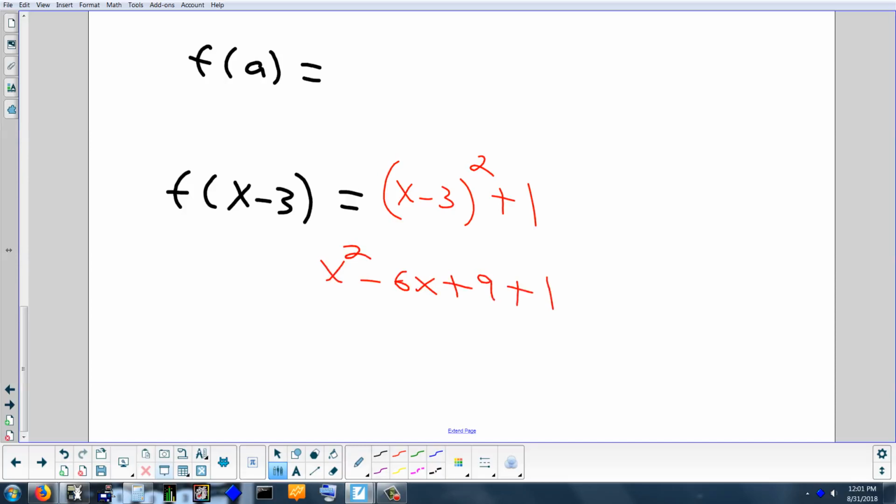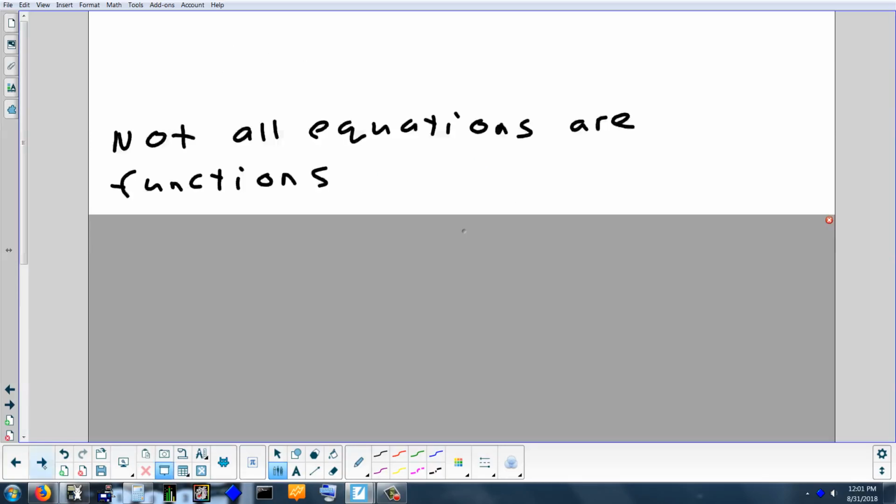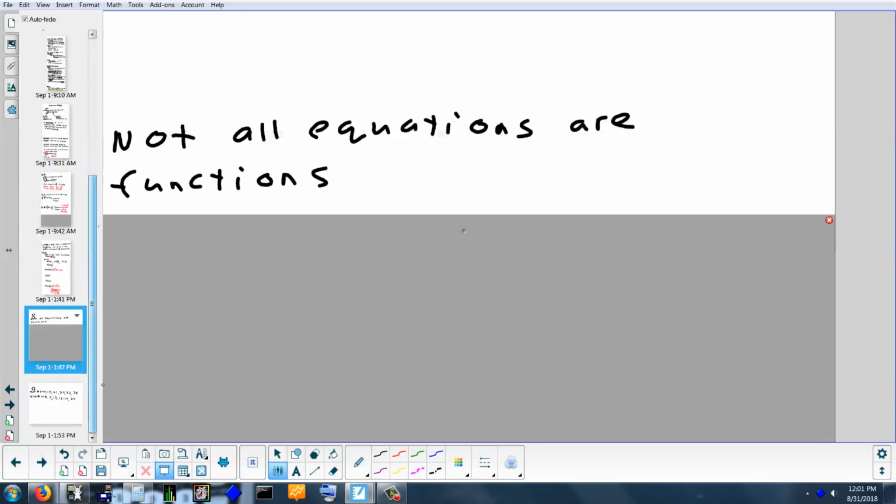Okay. Everybody okay with distributive FOIL? Okay. So just make sure we know how to do that. So x squared minus 6x plus 10 would be the final answer for that problem. It's a little different than doing a number when you have to FOIL it. All right, let's see what do we have.